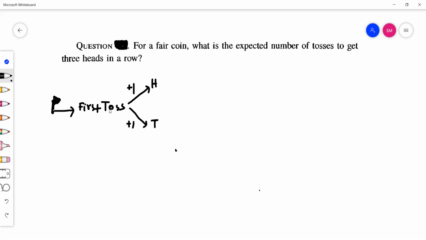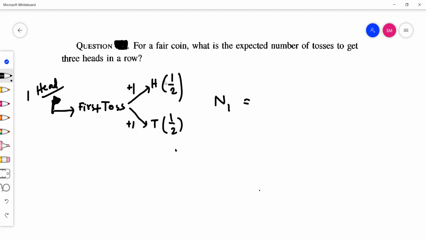So first toss, let's say it's heads. Still, we have got a count of +1. This happens with probability half. And here also, tails with a count of +1. I mean, the number of tosses has increased by 1, right? For the first toss. So let N1 be the expected number of tosses required to get the first head, for 1 head. Okay, let's do it for 1 head. That's why the subscript 1 under N.